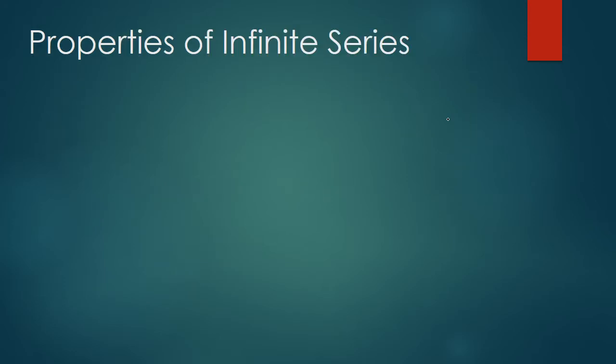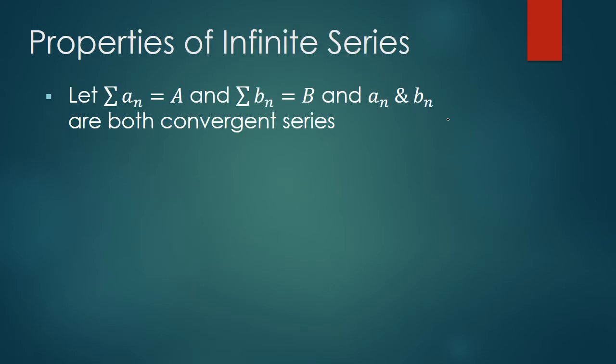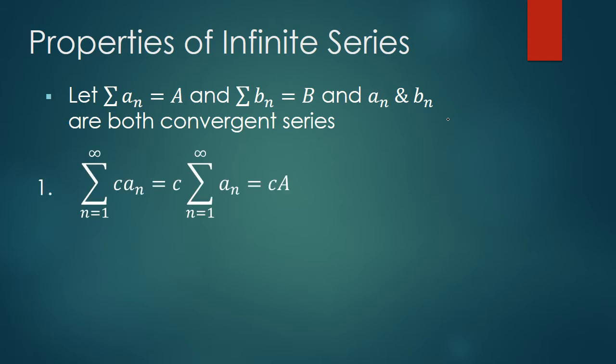Okay, properties of infinite series. So if the sum of a sub n is equal to a, and the sum of b sub n is equal to b, and a sub n and b sub n are both converging series, so they have to be converging in order for this to work, then if I have a constant times a sub n, I could factor that constant out, find the series a sub n, just like right here, the series a sub n is equal to a, and then multiply that answer by the constant.